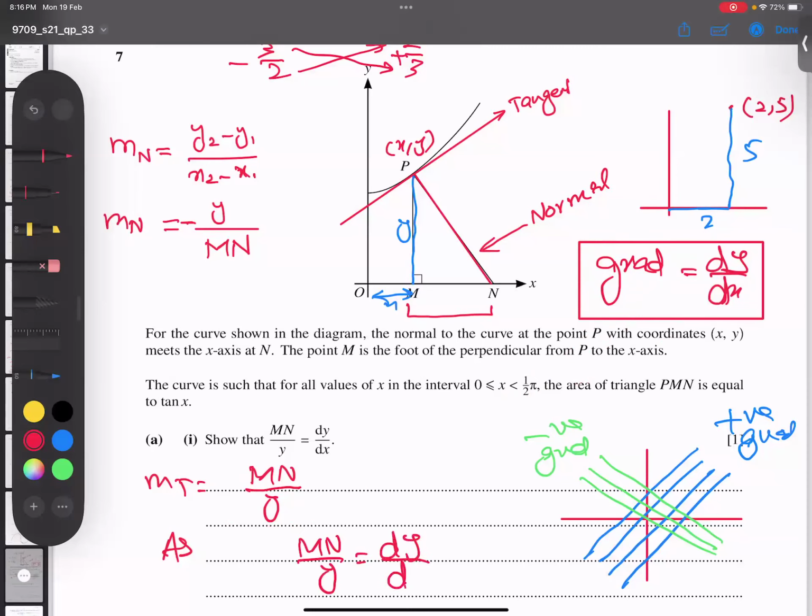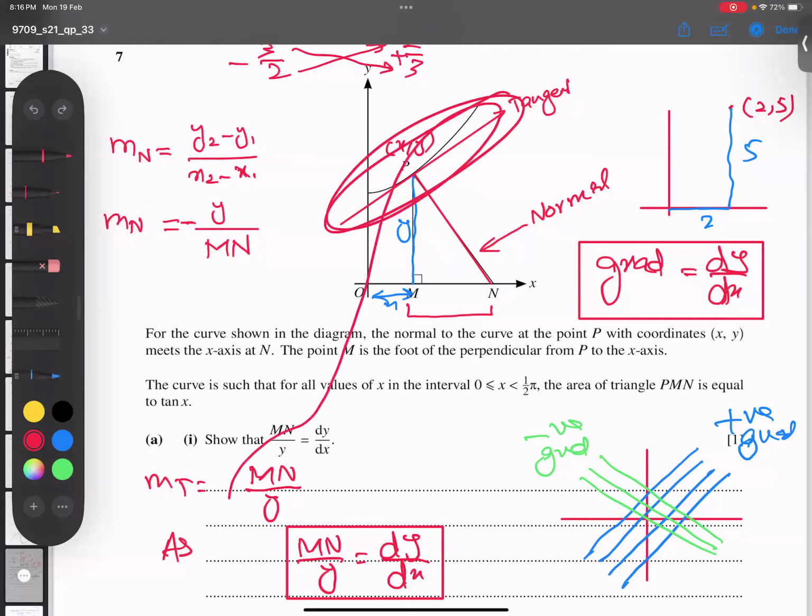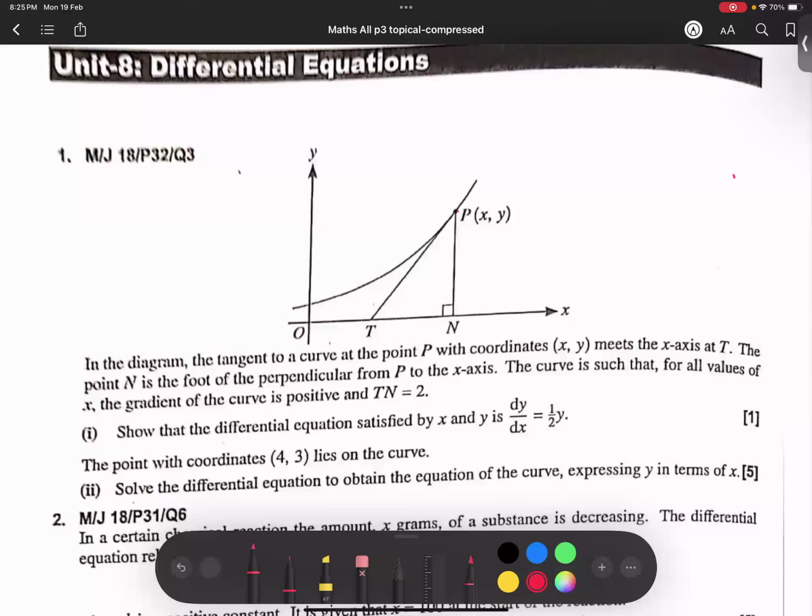And the target is achieved. A little awkward, but I hope you got the idea. I revise again. First of all, I found the gradient of the normal, which becomes this, and then found the gradient of the tangent, which is this. And then I said that the tangent gradient and dy dx are equal, and the target is achieved. Let's go for the next point.